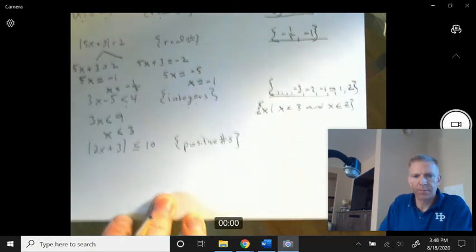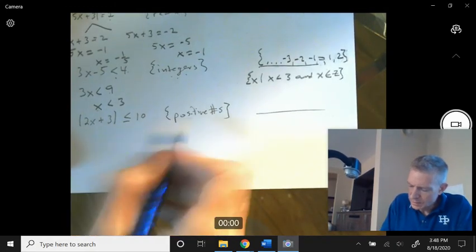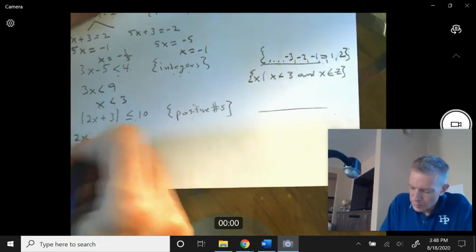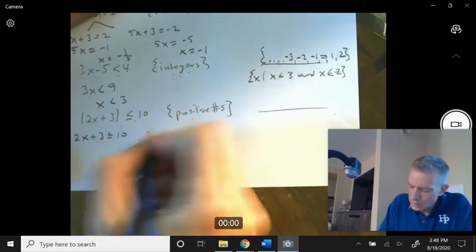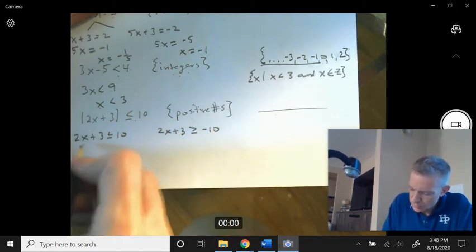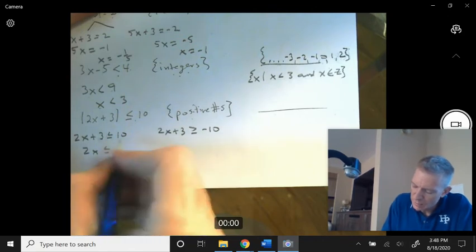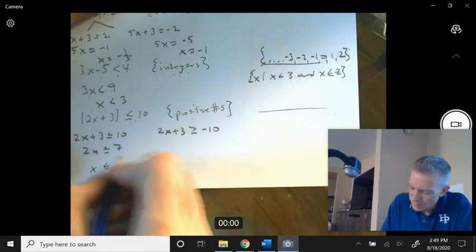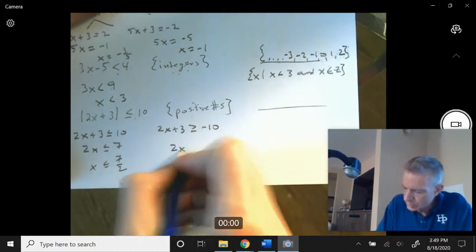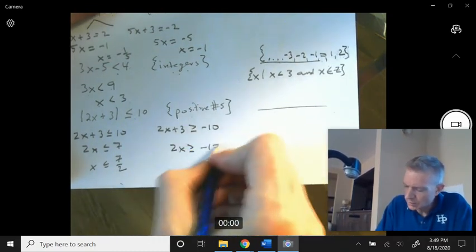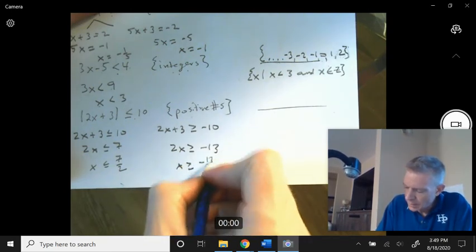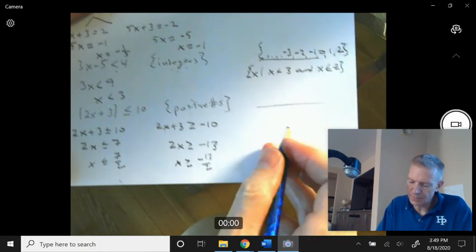Okay. Finally, we want positive numbers. 2x plus 3 is less than or equal to 10, and 2x plus 3 greater than or equal to -10. 2x less than or equal to 7. x less than or equal to 7/2, so 3.5. So 2x is greater than or equal to -13, or x is greater than or equal to -13/2, or -6.5.